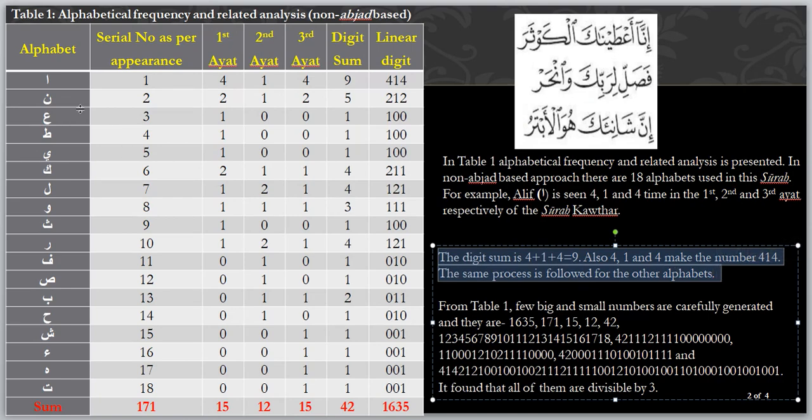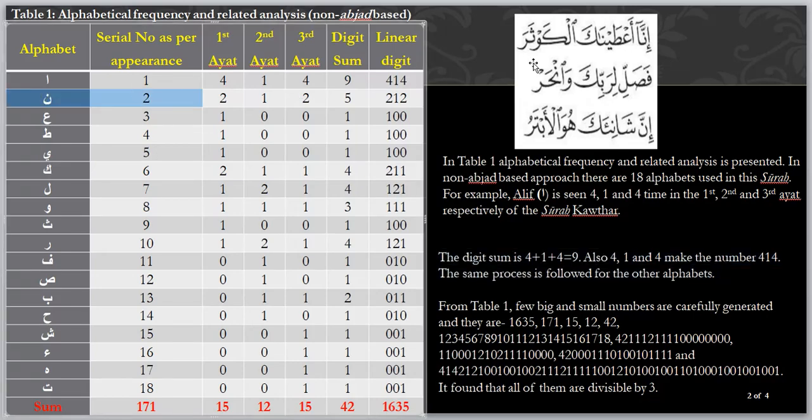And for other harfs, the same explanation can be given. For example, the second appearance is Nun in Inna. So after Alif, there is Nun. So Nun is placed at the second position. In the first ayat, Nun appears two times. In Fasalli li rabbika wanhar, one time. And in Inna shani'aka huwal abtar, two times. So 2, 1 and 2 make 5, and placed together they make 212.